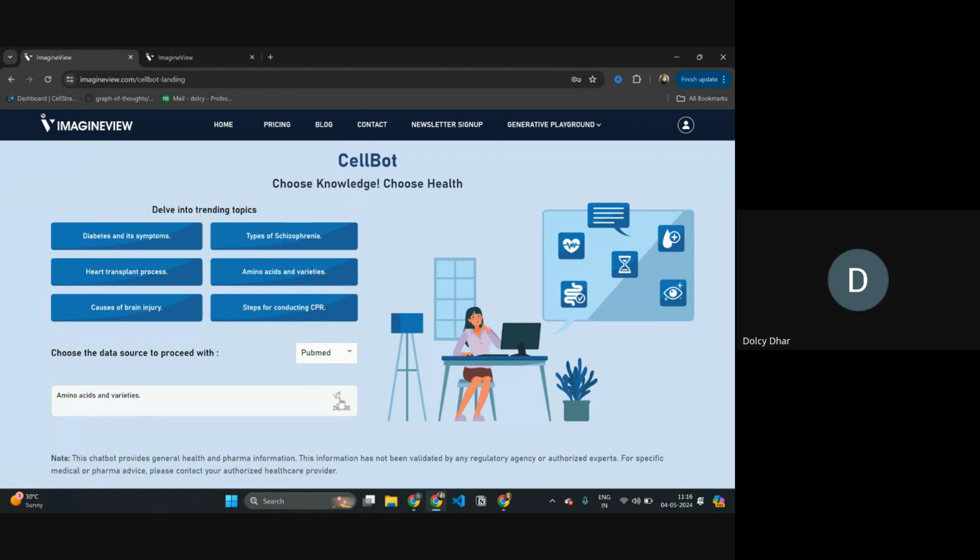Okay, Dolcy, what base model are you using for CellBot? We are using the GPT-4 Turbo endpoint. Okay. So that means you're paying for the service from GPT-4. Yeah, the OpenAI service. Yes, Suresh, that's right. It's a paid model.